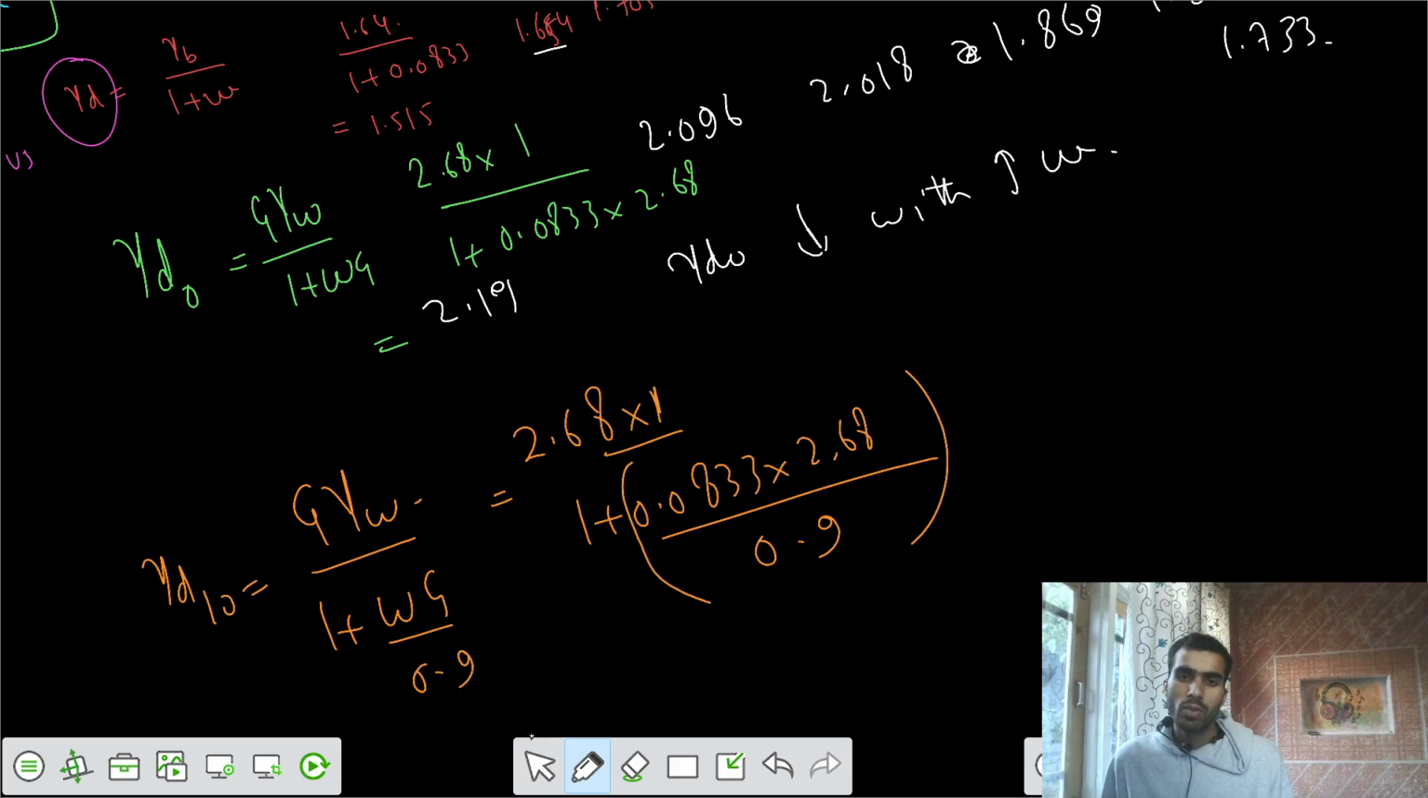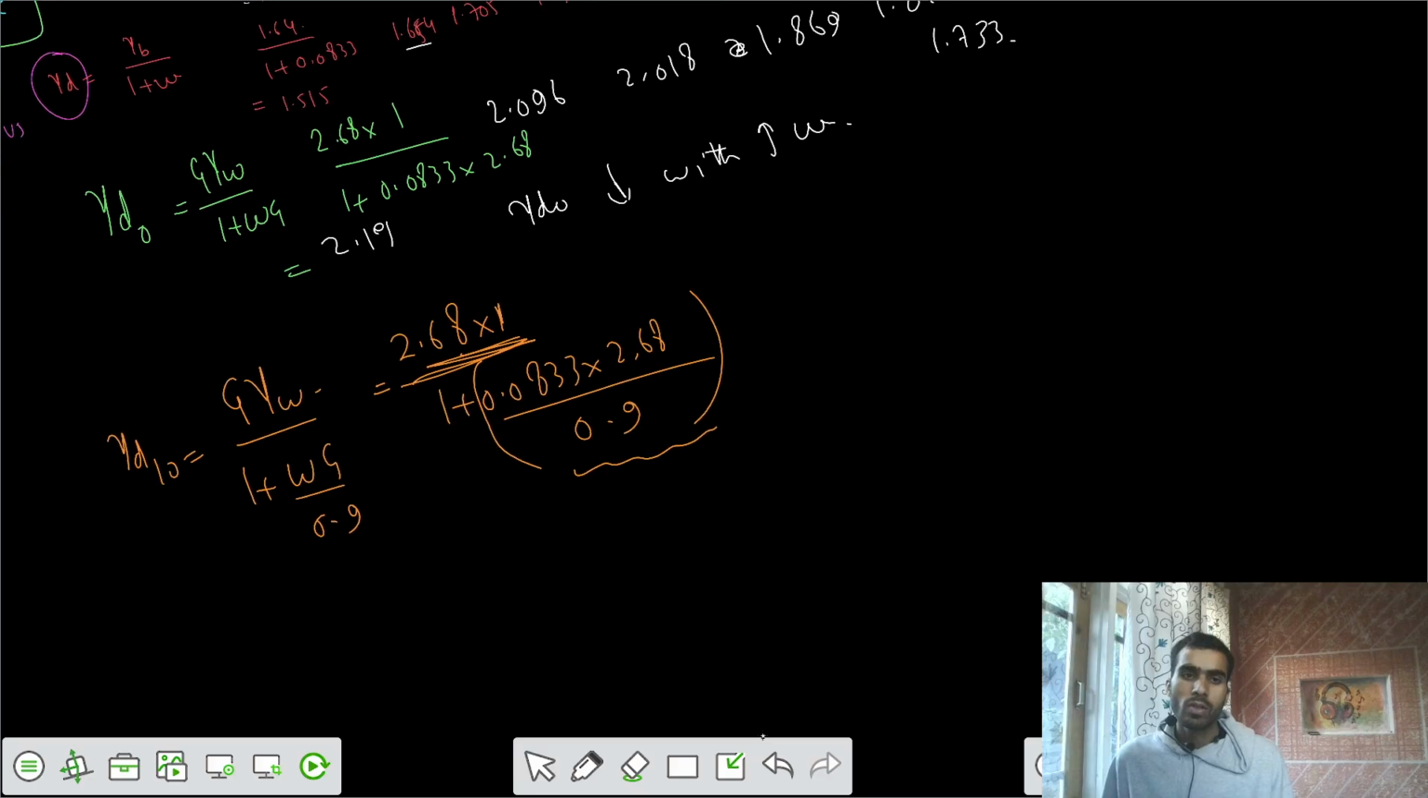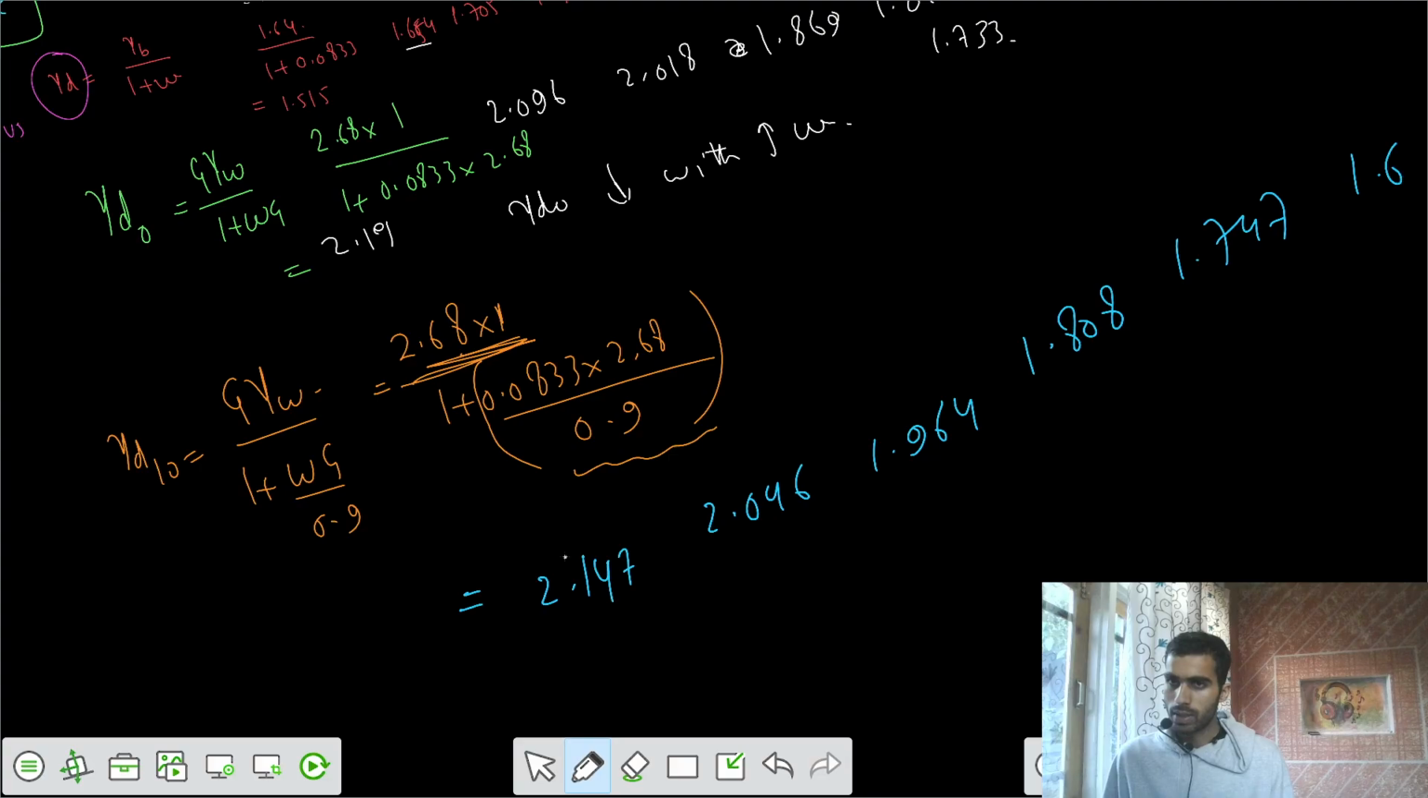So this overall value is going to increase, and that means the overall value of gamma is going to decrease with respect to the initial value of gamma d naught. So let's say that this value is overall coming to be 2.147. I think this is 2.147, 2.046, 1.964, 1.808, 1.747, 1.667.